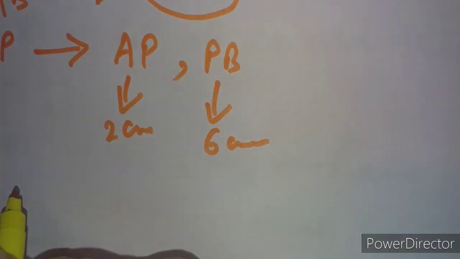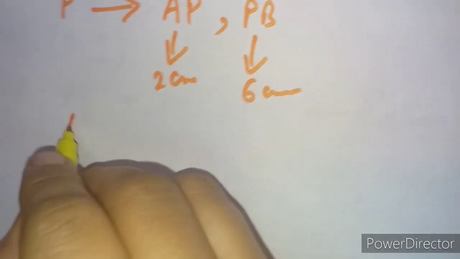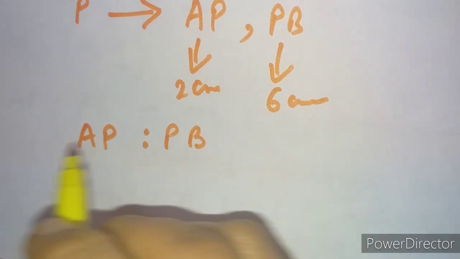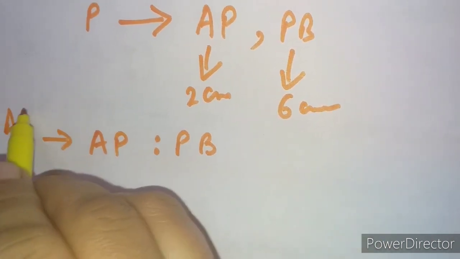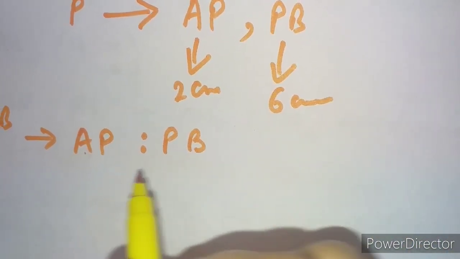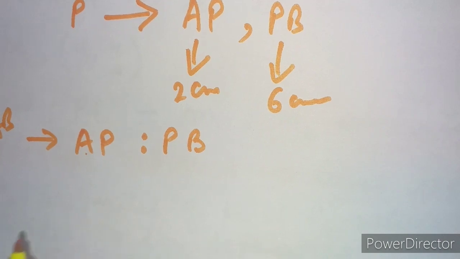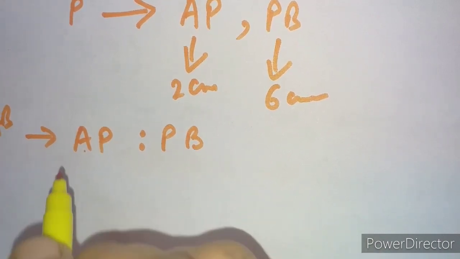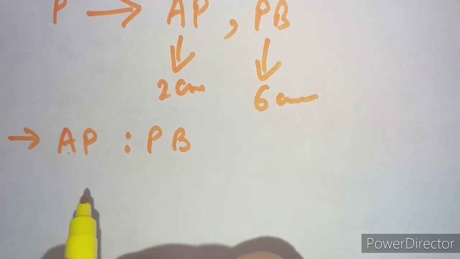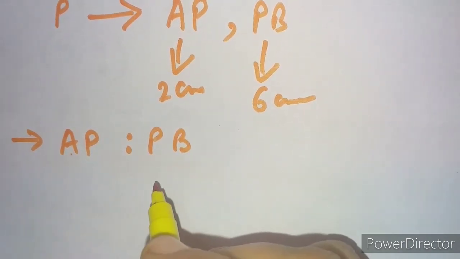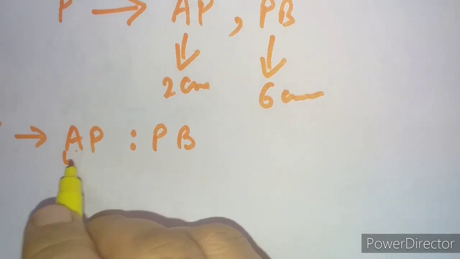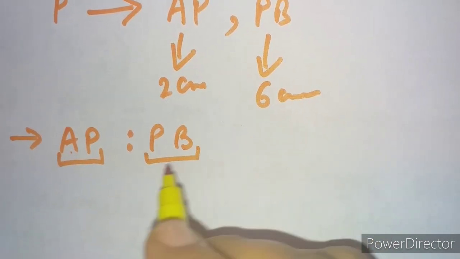Now can we find the ratio between the AP part and the PB part? Total was line AB. It has been divided into two parts, AP and PB. Students, I am stressing upon these things. Please try to understand properly, because if this concept is clear, you will very easily apply it in your answers.